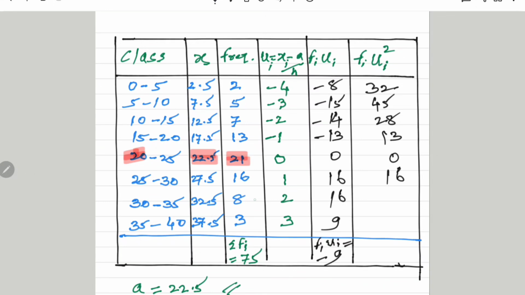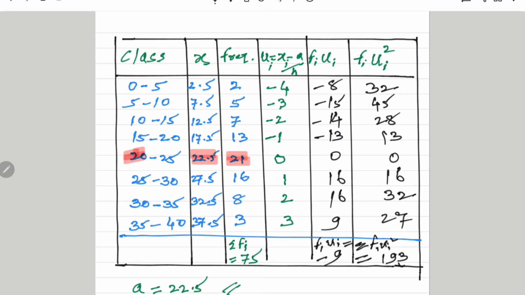2 square 4, 4 into 8, 32. 3 square 9, 9 3s are 27. Therefore values are 32, 45, 28, 13, 0, 16, 32 and 27. Take the addition of all these, we get the sum of fi ui square, again by calculator, as 193.